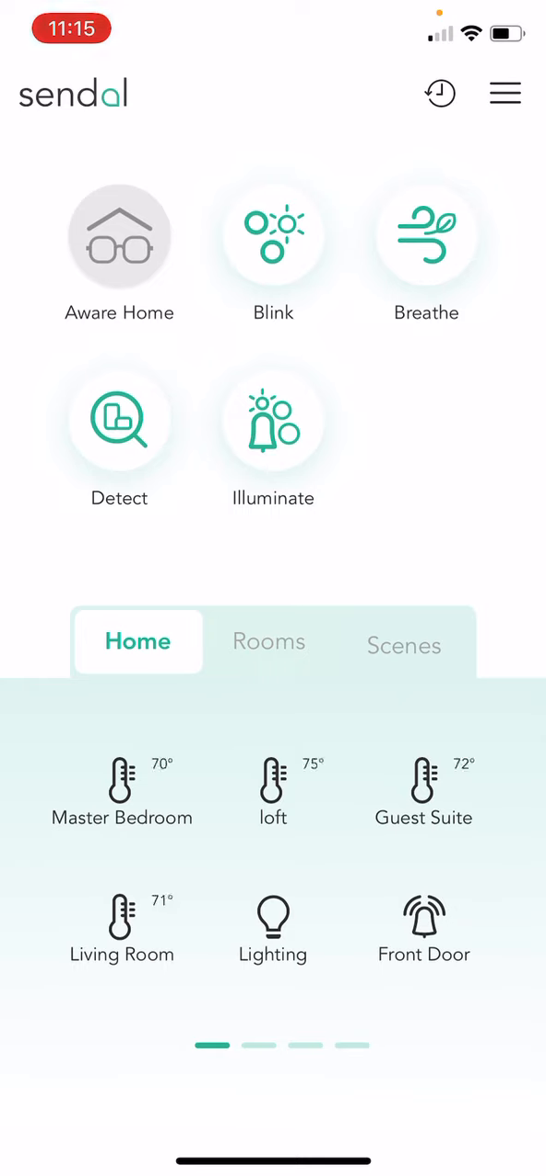The top half of the screen is dedicated to the Sendal software services. These are autonomous software services that use the aggregated data from the connected home devices and monitoring solutions.